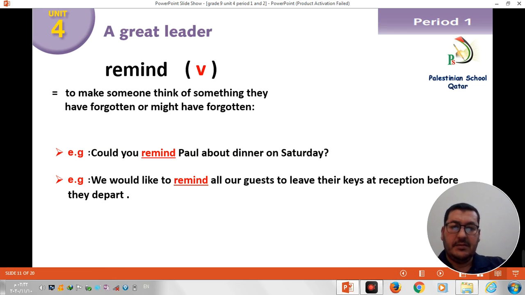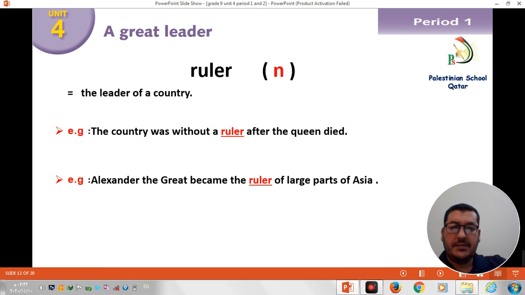Okay, the next word is ruler, and this is a noun, the leader of a country. The country was without a ruler after the queen died. The other example, Alexander the Great became the ruler of large parts of Asia.